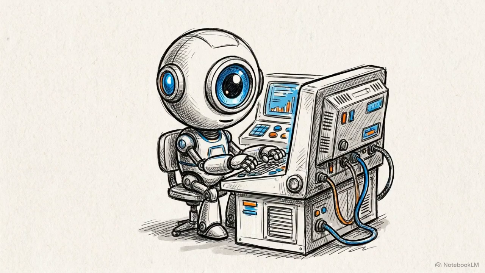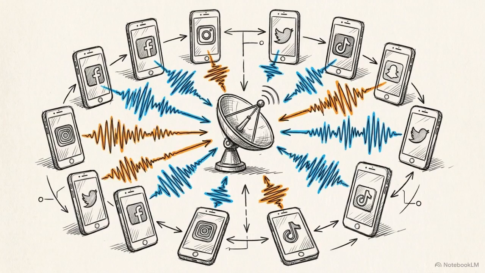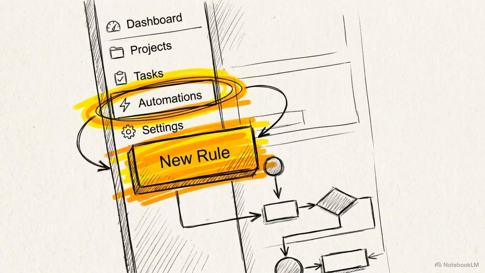With the database ready, we move to step 2, deploying the robot helper. We use ManyChat for this. Its job is to constantly listen for specific social media interactions. Log into ManyChat, click over to the Automation section in the sidebar, and select New Rule.